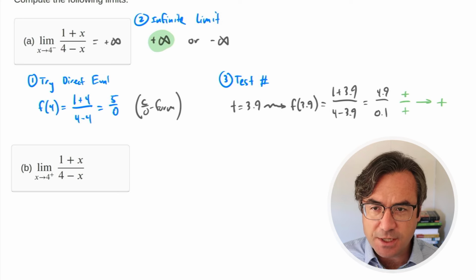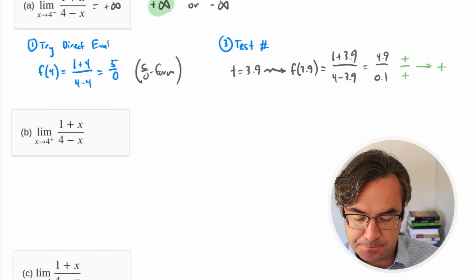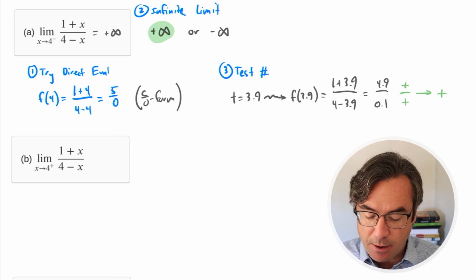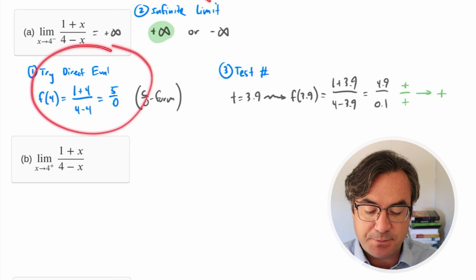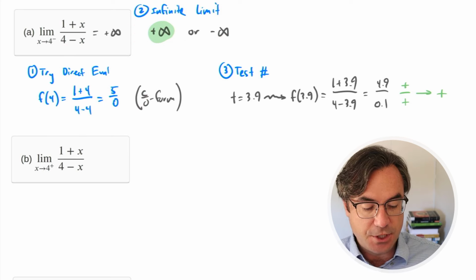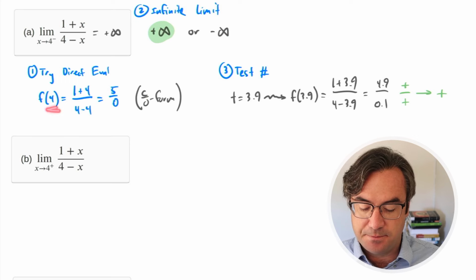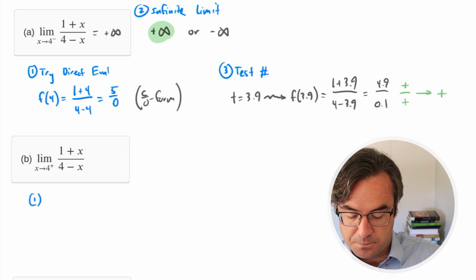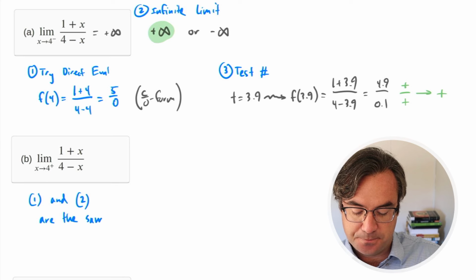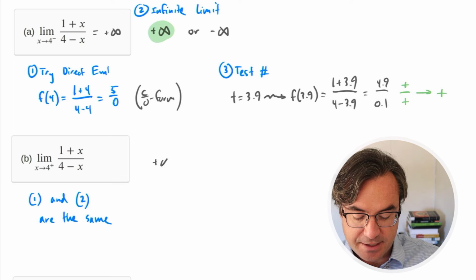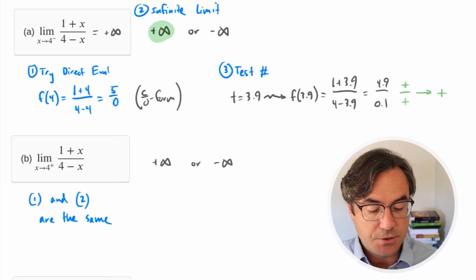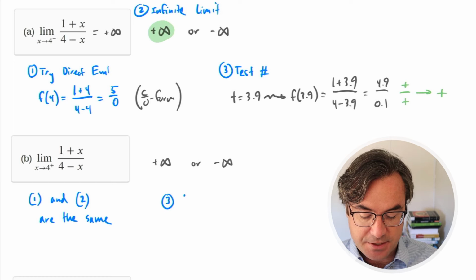So let's try the right-hand limit. We did the left-hand limit. Now we're going to do the right-hand limit. But the first two steps are going to be exactly the same. So it doesn't matter. If we plug 4 in, we're still going to end up with the C over 0 form. So steps 1 and 2 are the same. That's not going to change. So we know, in this case, that it's either going to be plus infinity or minus infinity. Those are the only two choices for this limit.